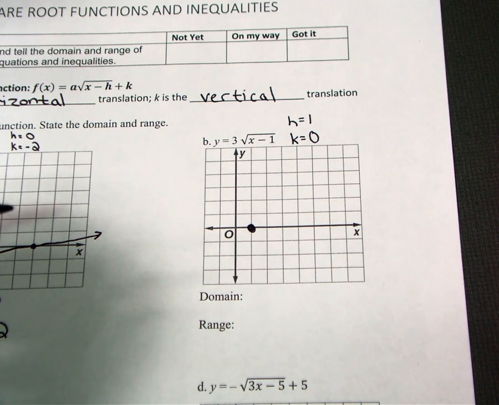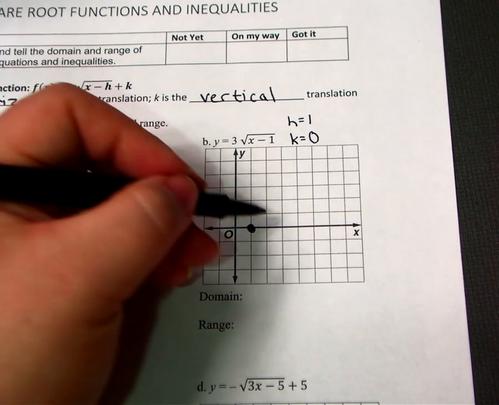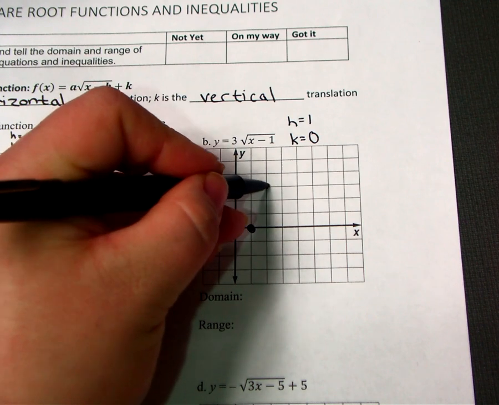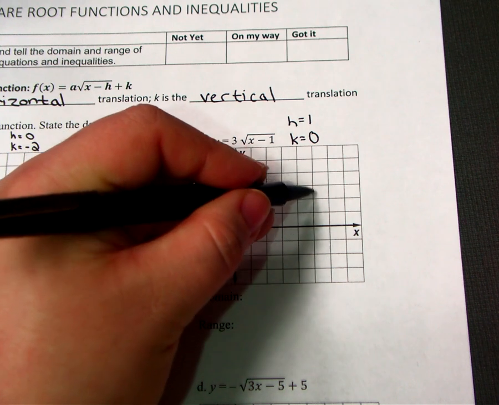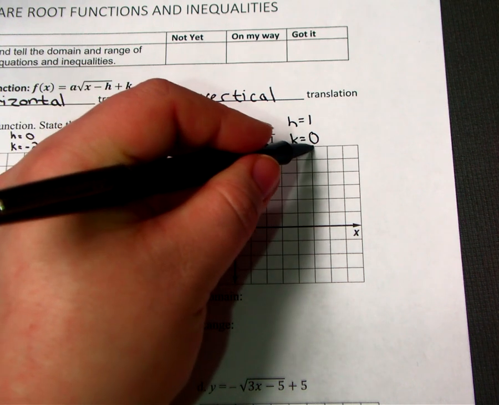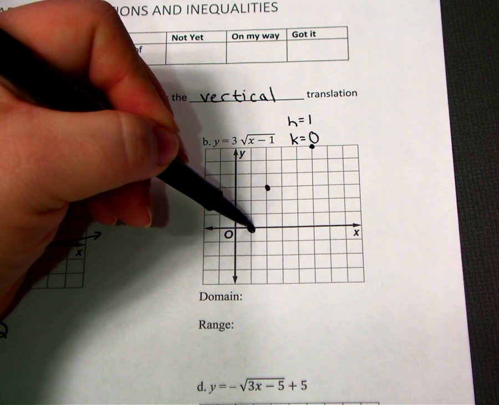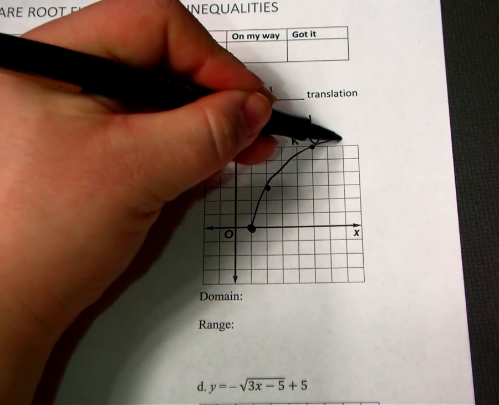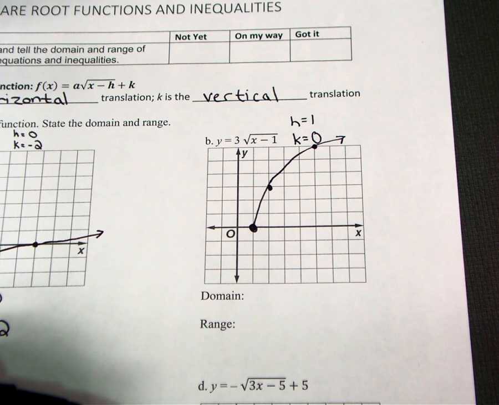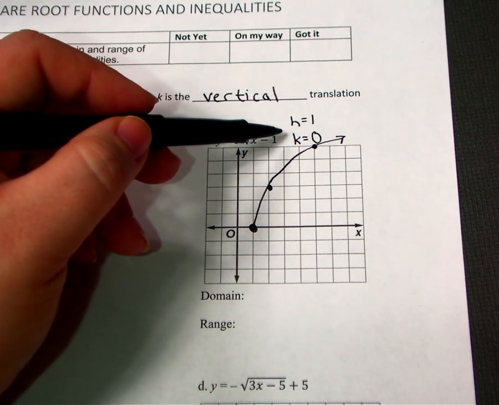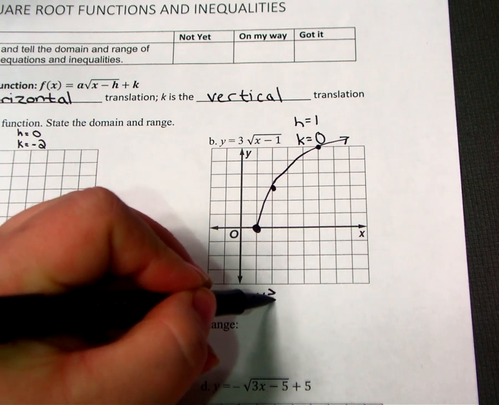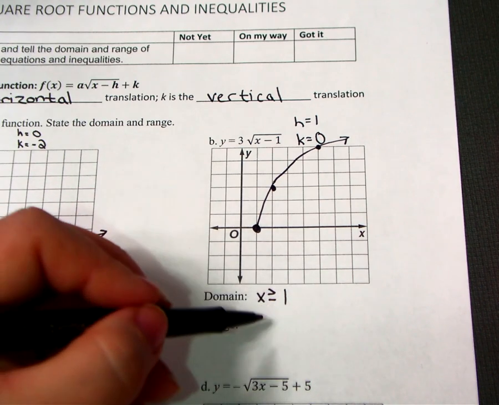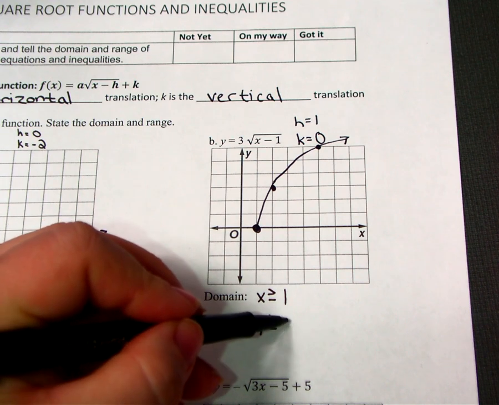Use your table to get some other nice points. There's a nice point at 2 and 3. Another one at 5 and 6. And again, only an arrow on one end. That HK helps indicate our domain and range. Domain, X is greater than or equal to 1. And range, Y is greater than or equal to 0.